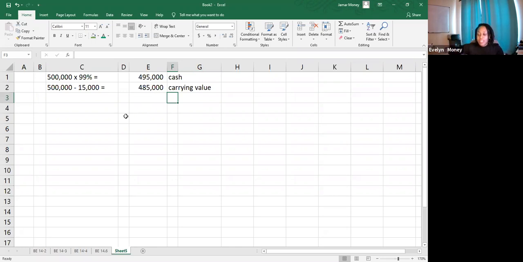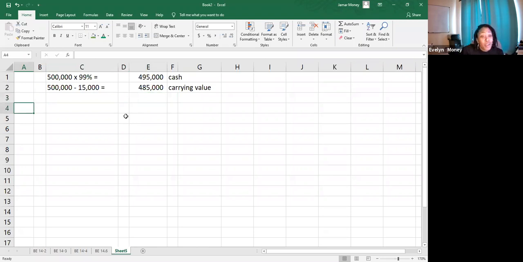Now, that's one way to use a common sense check, and that common sense check is going to come back into play when we populate our journal entry. So sometimes doing it that way may not make sense. By the time we get to the journal entry, it will start to fall into place.